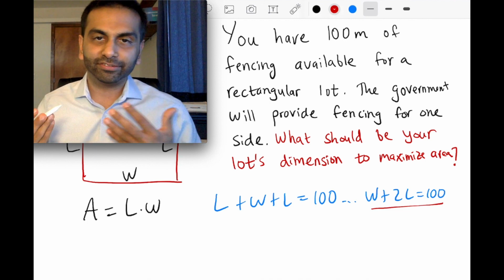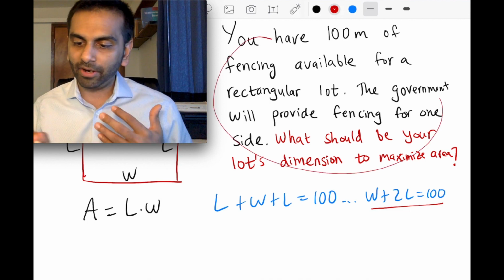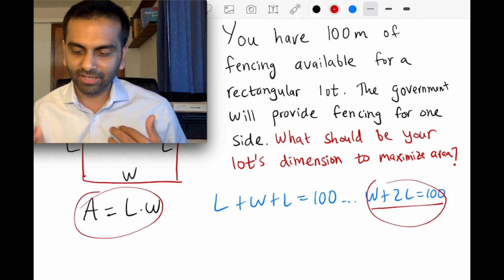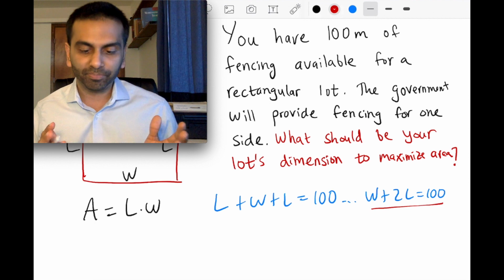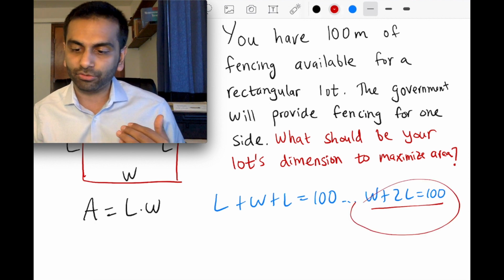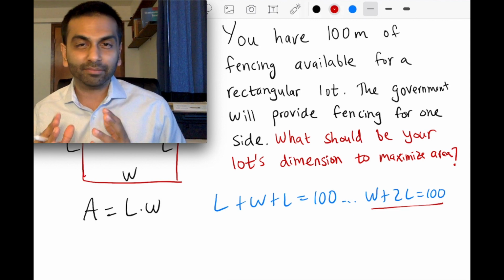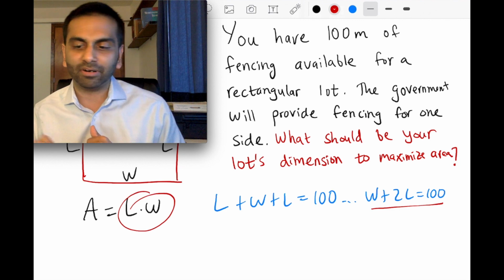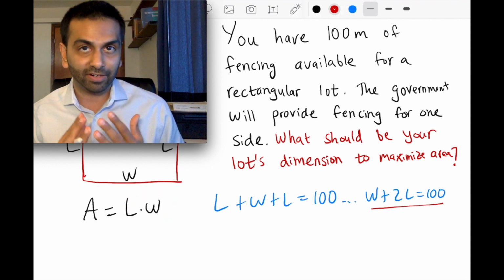So in either case, even if it starts with just a paragraph, once you translate what your constraint is and what your objective function is, now the process is really simple. Just literally solve for one of the variables here. It doesn't matter which one. We can be strategic, but it doesn't matter. You solve for one of them, and then plug that back in here to reduce the number of variables down to just one variable.